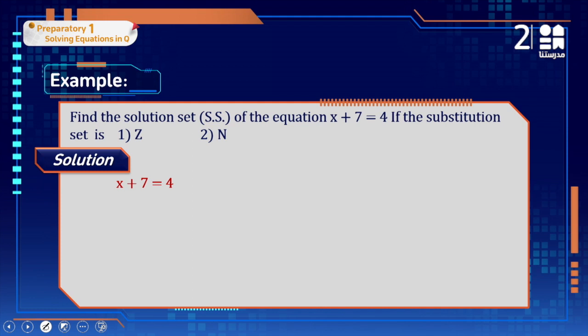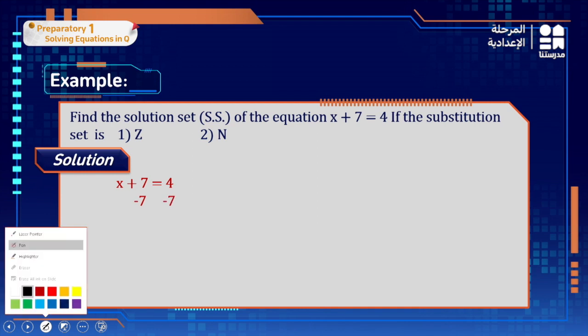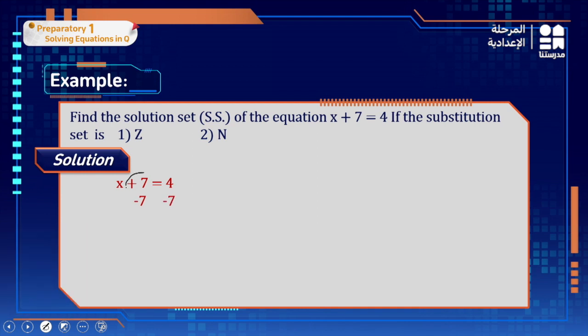Okay, x plus 7 equals 4. We said the first step is to circle what is with the variable. So we are going to circle positive 7 with its operation. So here it is plus 7.